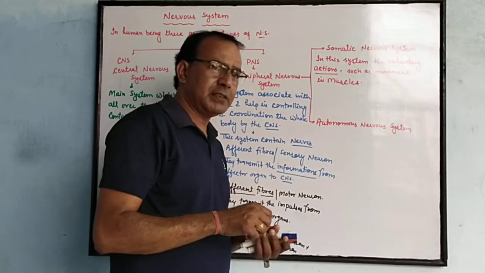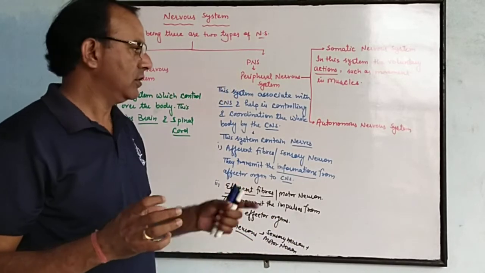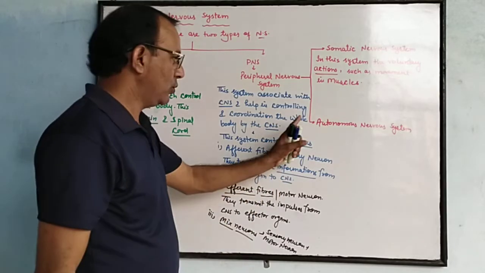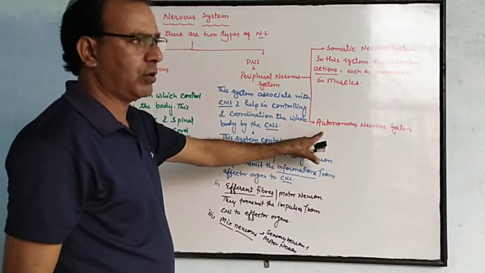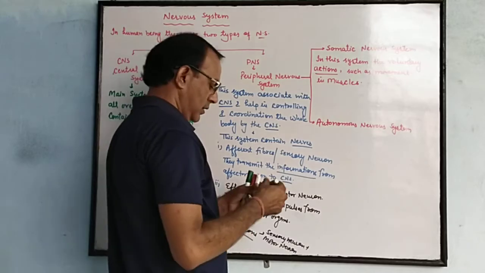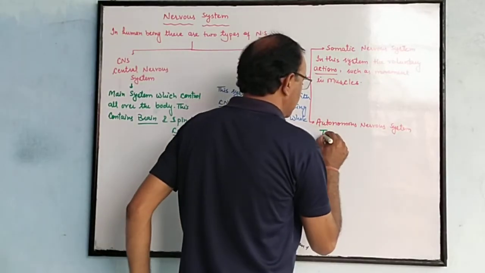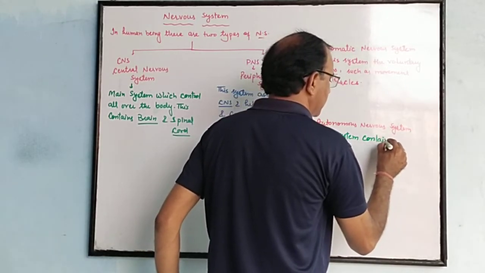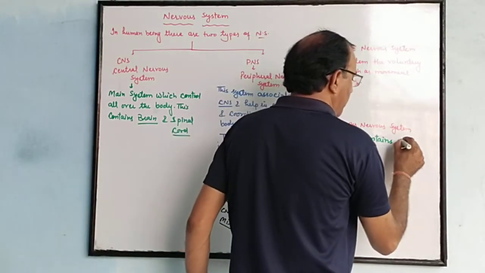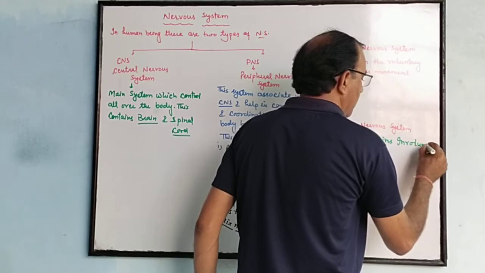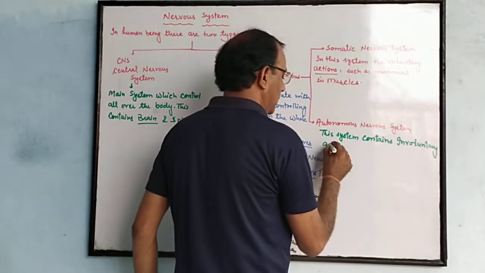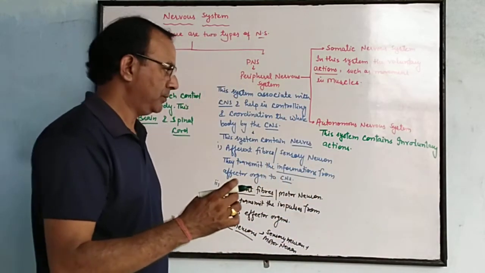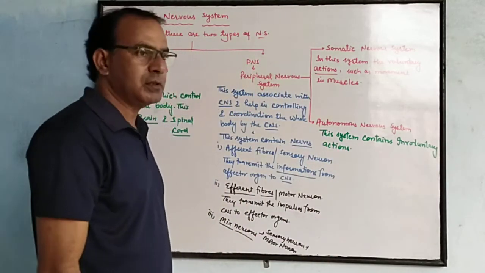The autonomous nervous system means the actions which are involuntary, meaning those are not according to our will or desire. Involuntary actions are controlled under the autonomous nervous system. This system contains involuntary actions or involuntary functions, the actions which are not according to our will.